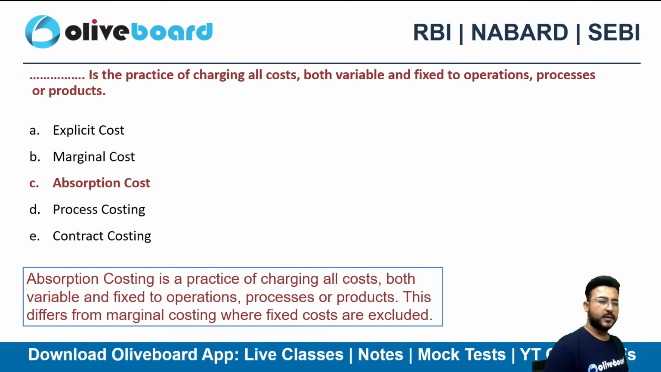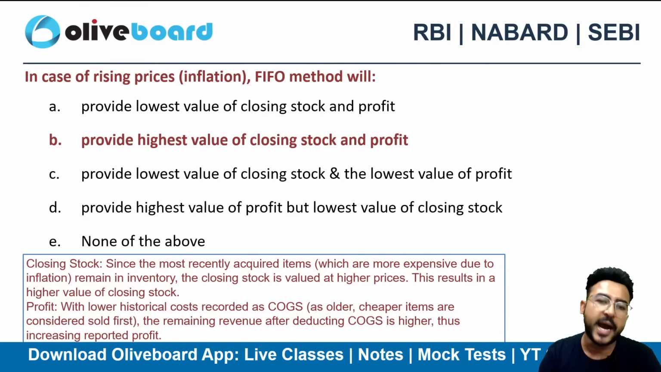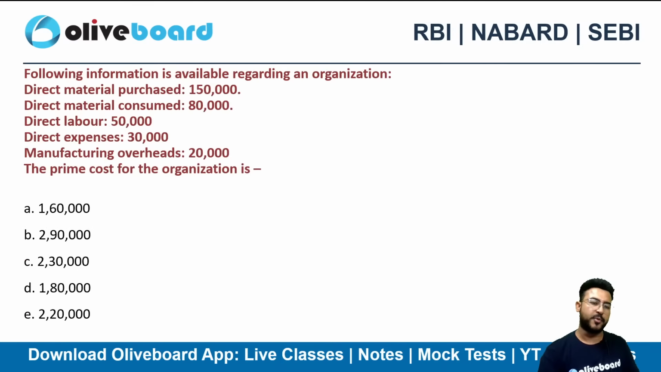Absorption costing. In absorption costing, we charge all the fixed as well as the variable cost to the particular product. If it's marginal costing, we only consider the variable cost, right? In case of rising prices, in case of inflation, FIFO method will give you the highest value of the closing stock and profit.